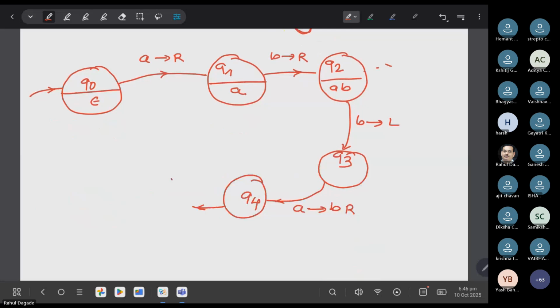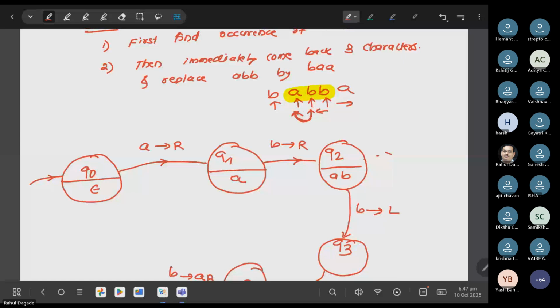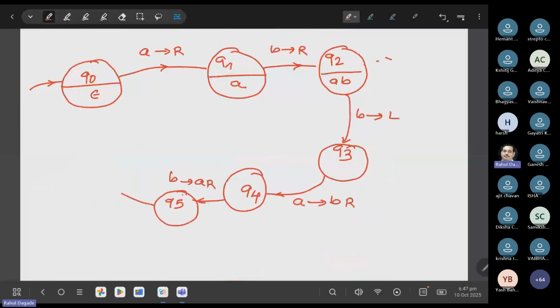So in Q4 state, you will read B. So B, convert it into A, move to the right. And again in Q5 state, you will get B, convert that into A, and move pointer to the right, and again start from the first position or first state.